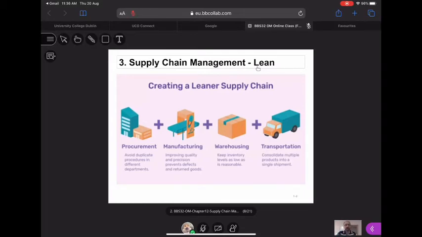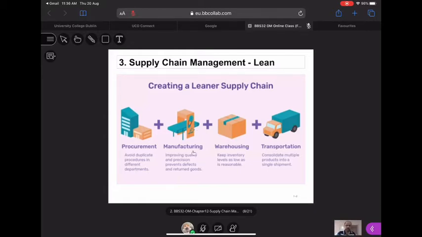So for example, in the procurement part, we need to avoid duplicate procedures in different departments to do procurement. Because in the end, your procurement part is very, very complicated. You're going to waste a lot of time and effort. So we try to make sure there's no duplication as part of our procurement.